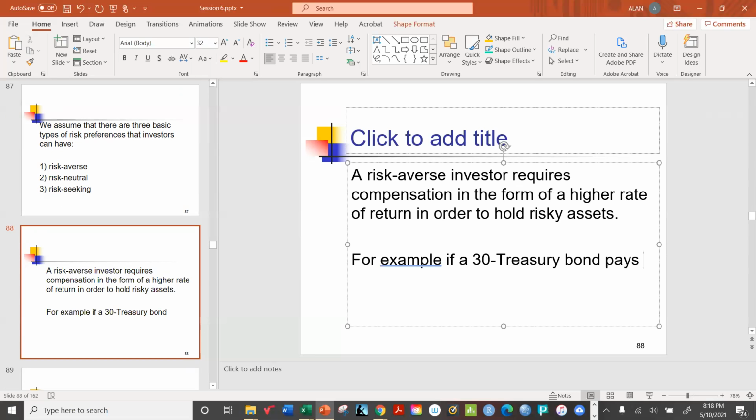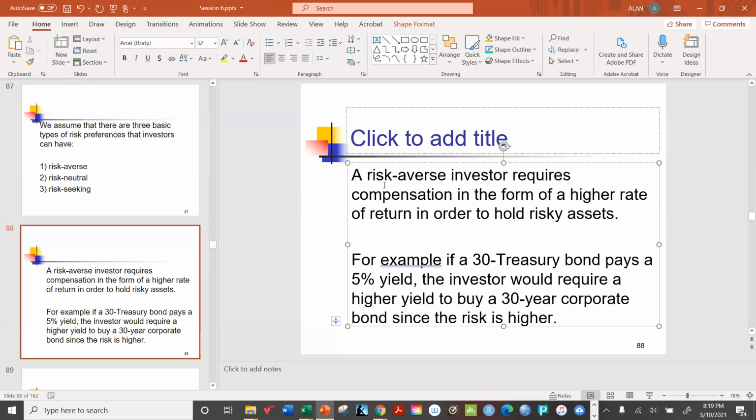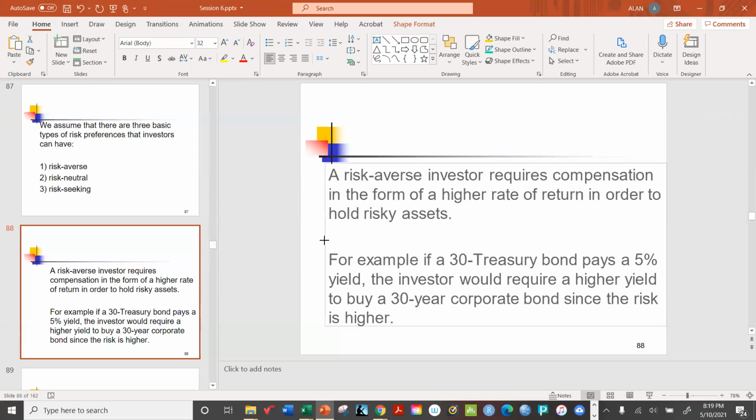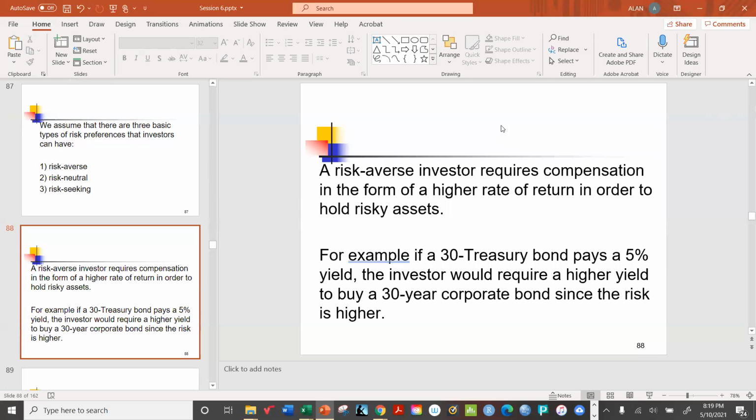In other words, for example, if a 30-year treasury bond pays a 5% yield, the investor would require a higher yield to buy a 30-year corporate bond, since the risk is higher. Now, that seems like common sense. Of course, it's pretty clear that investors are risk averse. They're not all equally risk averse, but most likely investors are going to require some compensation in order to hold a riskier security.